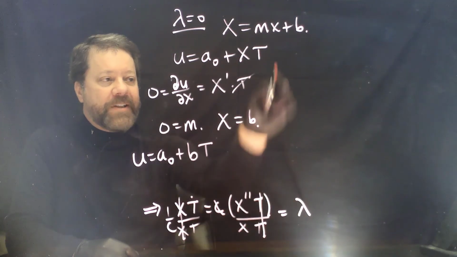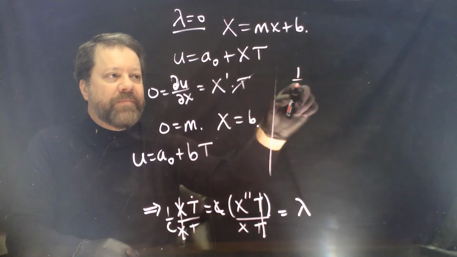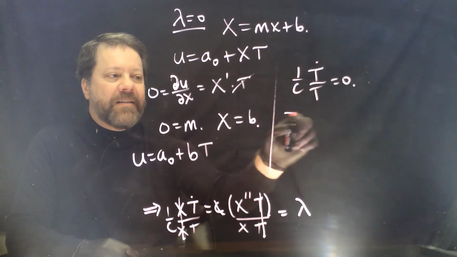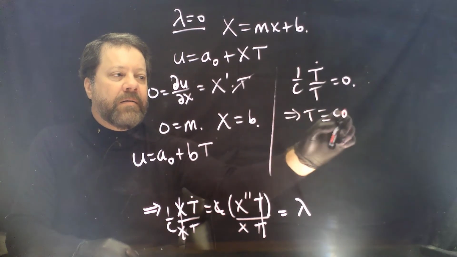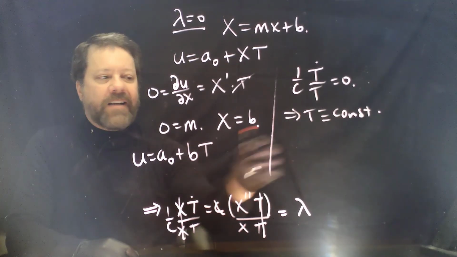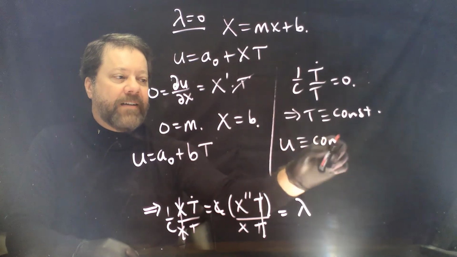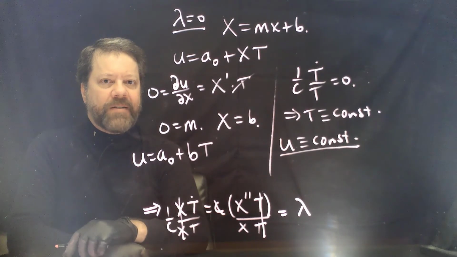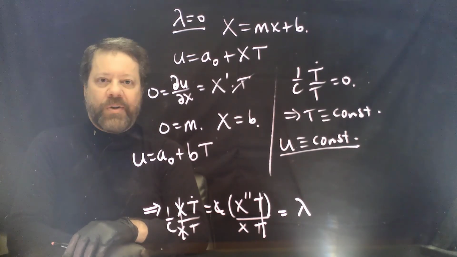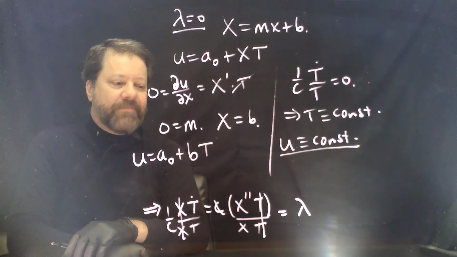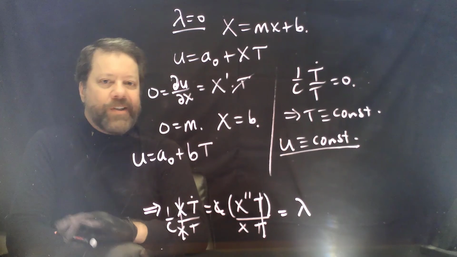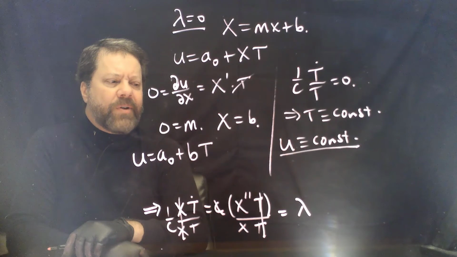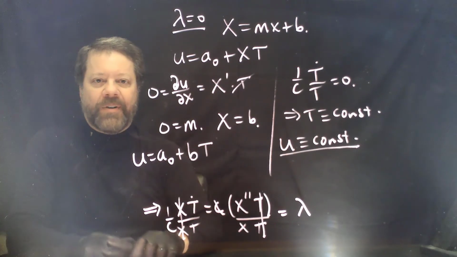But also, we must deal with the fact that 1 over c, T dot over T, is equal to 0, which means T is constant. But if T is constant, then u is identically constant. And, well, that just means we have a very simple situation here. U identically constant. Yeah, that's going to solve the heat equation every time. But it won't solve necessarily the initial data.